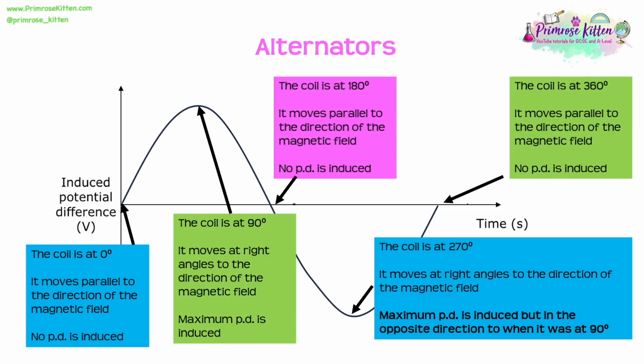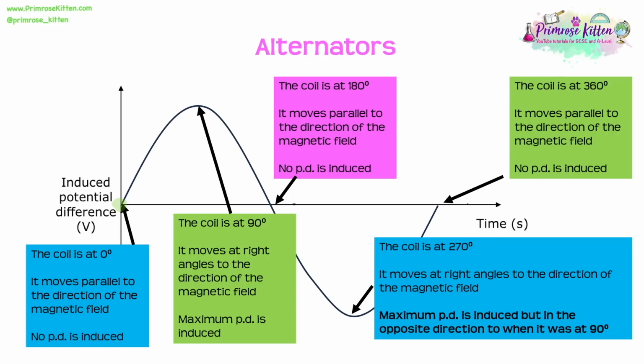Now let us have a look at this graph of induced potential difference against time in more detail. And of course we can see that at different points of the graph, it goes up and then down and then back to zero again. Let's look at these bit by bit. So when the coil is at 0 degrees, what we would observe is that the coil is moving in the same direction, parallel to the direction of the magnetic field. Now no field lines will get cut then, and so no potential difference is induced.